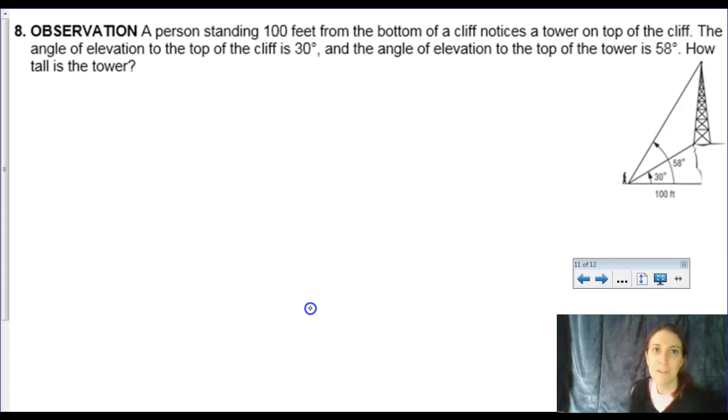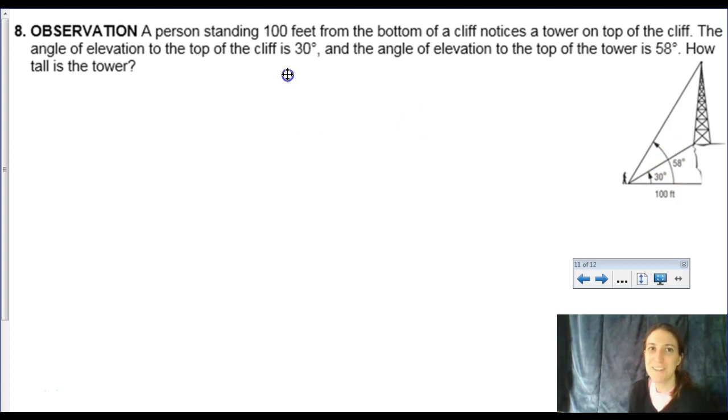Okay, so we have a person standing 100 feet from the bottom of a cliff. Here's the person, here's the cliff. He notices the tower on top of the cliff. The angle of elevation, like a surveyor has, they look like binoculars, but they measure angles of elevation. So this is a real thing. It's got a little more application to it. Except this question's a little stupid because it's assuming that he's measuring from the ground and not his eyeballs. So whatever. Let's pretend he's lying on the ground.